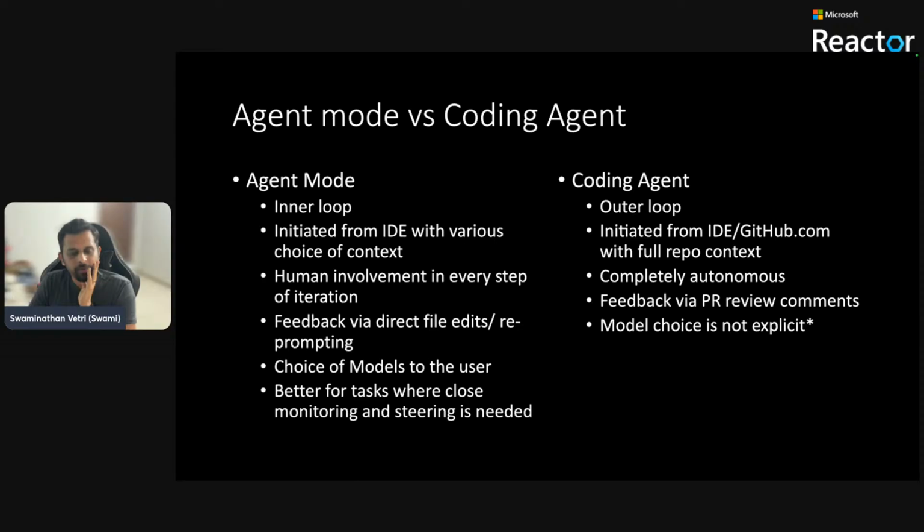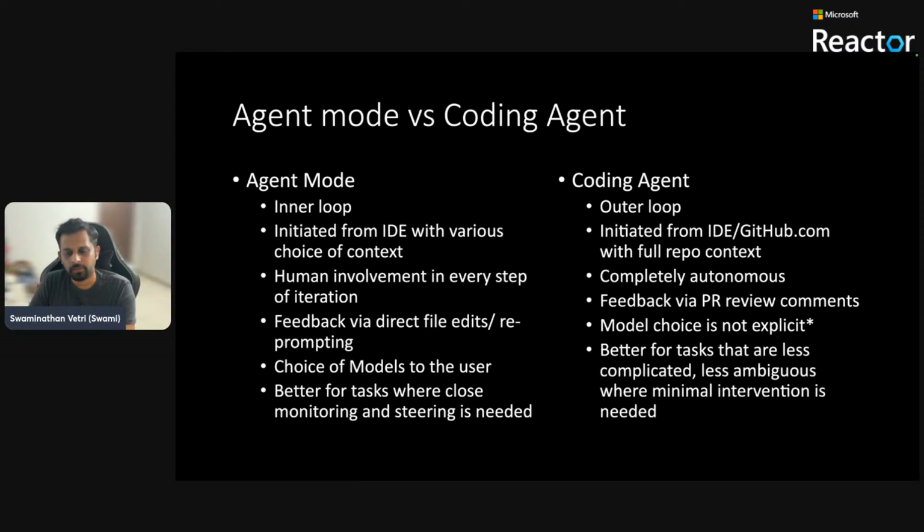Agent mode is also better for tasks where close monitoring and steering is needed. But the coding agent is better for tasks that are less complicated, less ambiguous, where minimal intervention is needed. So it's really up to us to identify the right set of tasks and then leverage the right set of features. Of course, the pricing model also differs for both of these, which is another factor to be considered. But I tried to put together the feature set primarily, and not really the pricing and other aspects now. All right.